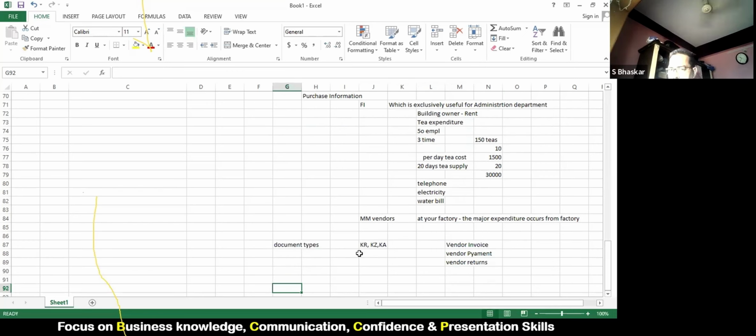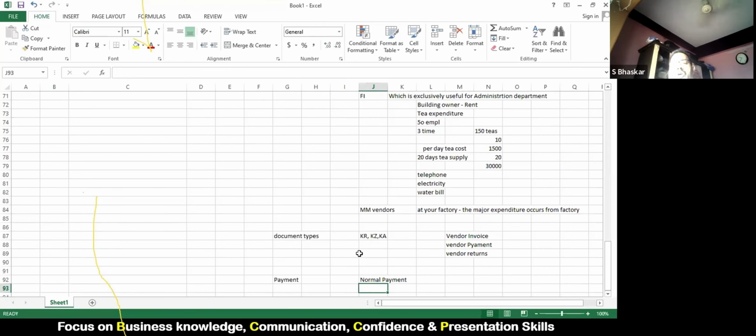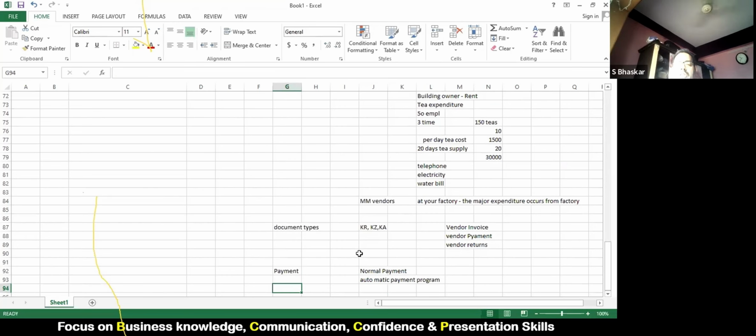Later, now you procure the material. The biggest problem is payment. In the payment area, there are two types of payments. One is normal payment. The second one is automatic payment. During normal payment, once you get the material, you make the payment. Here also, whenever you make the payment, there is an open item concept. You may be paying a partial amount or the full amount. It is completely based upon your available funds. So normal payment, full payment is also there, and partial payment is also there.